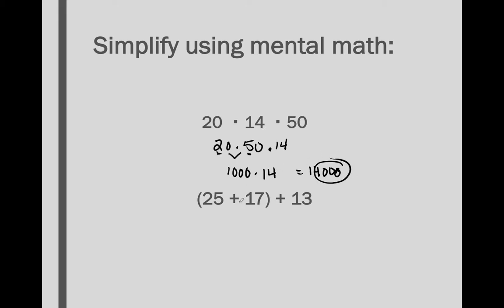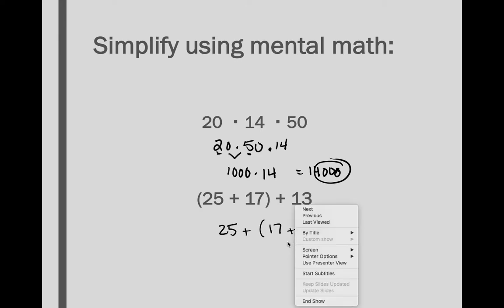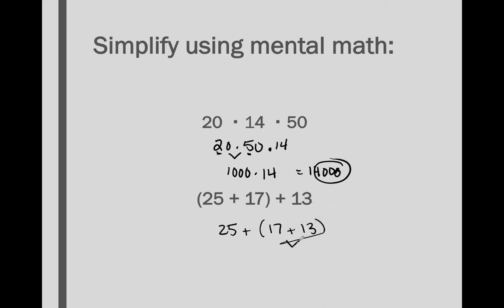For the second example, if you notice there's parentheses here, so technically we're supposed to do 25 plus 17 first. While this is not exactly impossible to do in our head, it would be easier if we did the 17 plus 13 first, because 17 plus 13 is 30. And it's much easier to add on to a number that ends in a 0. So 25 plus 30 is 55.